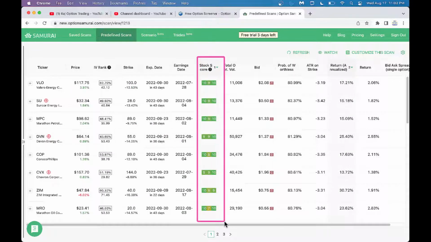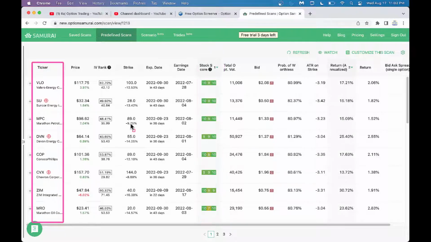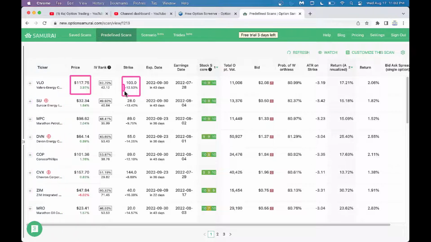You see a nice green here that tells you these are good stocks. Look, all these are energy names which are slightly down of late, and you collect some good money by selling put options. Current stock price in Valor Energy is 117. Your strike price is 103, 12% below the current stock price. By selling this put option expiring in 43 days, you're collecting good money.